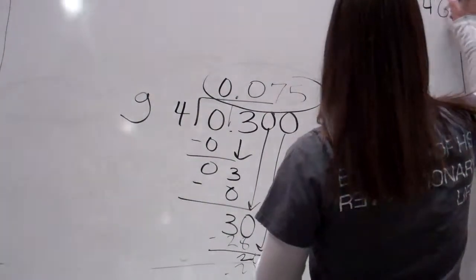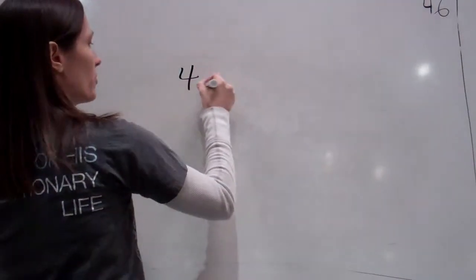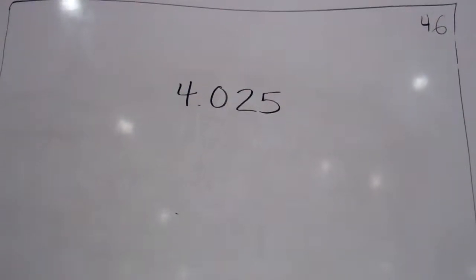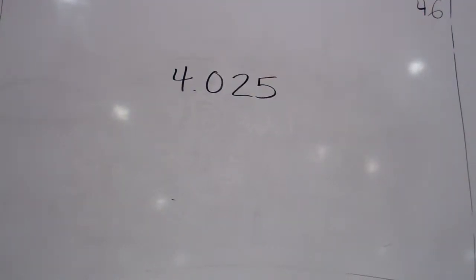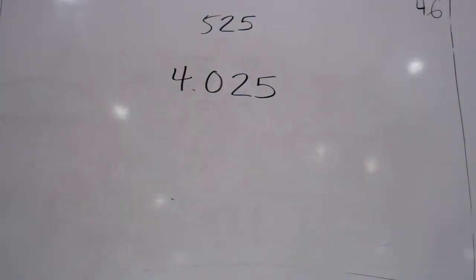6 at the top right corner. All right. And 46 is not going to be real hard for y'all, I don't believe, okay? But we're going to learn how to write 4.025 in expanded notation. This one's a little bit harder. Let's do an example of 525 as an expanded notation first.